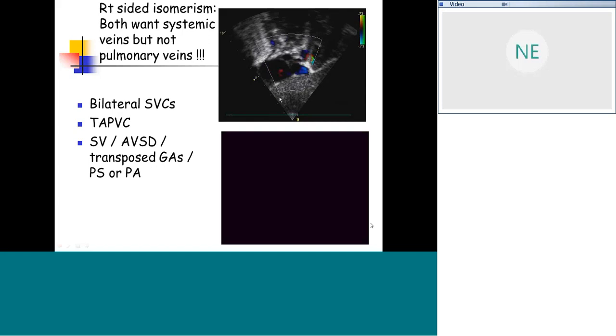Now, right-sided isomerism means both sides are like a right atrium. The typical characteristic feature is that both sides have the systemic veins. That means bilateral SVC is very common, and neither side has the pulmonary veins. That means TAPVC is common. Right-sided isomerism commonly also has a single ventricle, a common AV valve, pulmonary atresia, double outlet right ventricle, etc. But the typical feature is bilateral SVC and TAPVC.